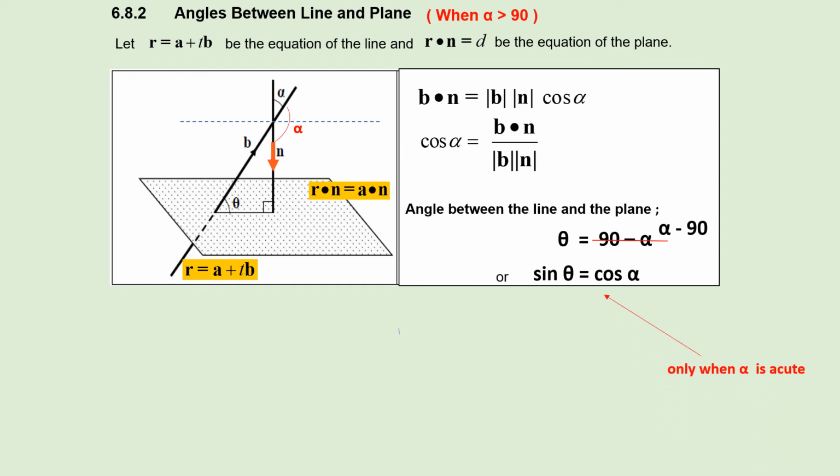That's why just now I said when you want to use this formula, changing cos alpha to sine theta is only correct when alpha is an acute angle. If alpha is more than 90 degrees, you need to do some changes. From this relation, you notice that you need to put a negative sign in front.